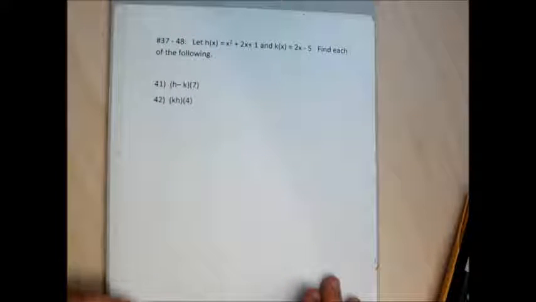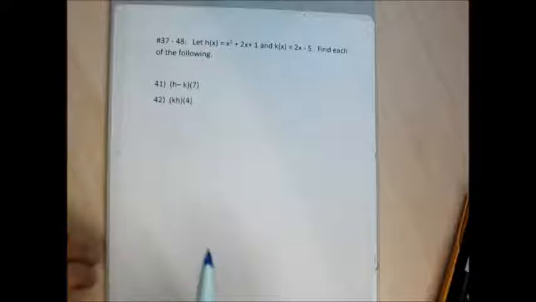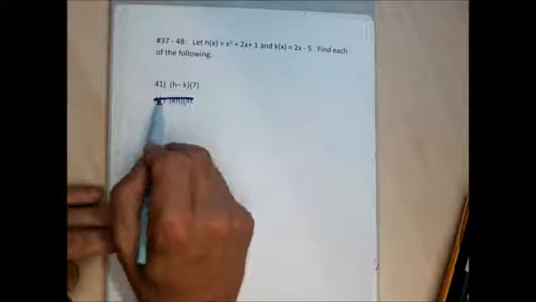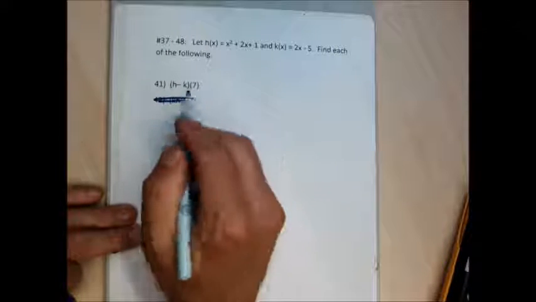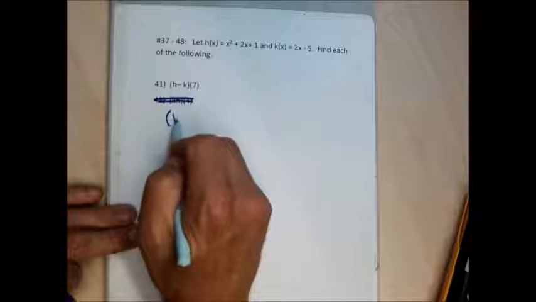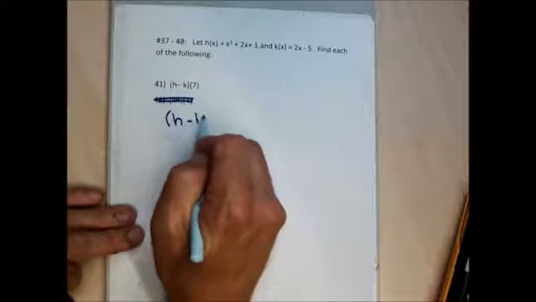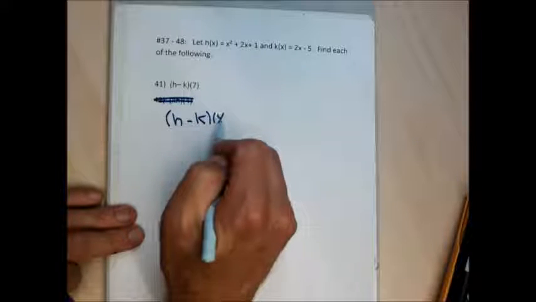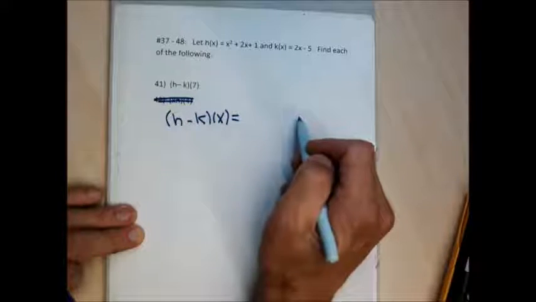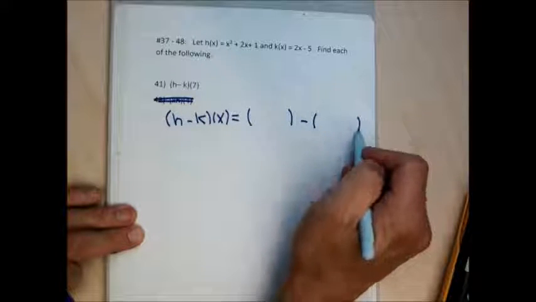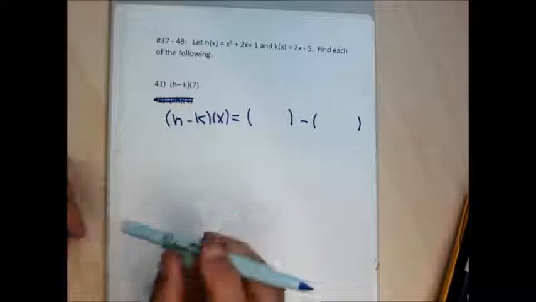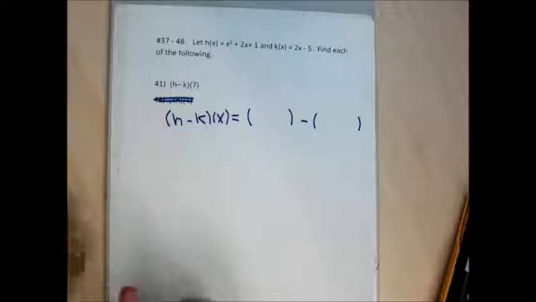Let me do 41, just because 42 is a multiplication. I've already done a multiplication. So let me do 41, because it's just generally harder, I think. So for 41, I want to first change that 7 to an x and do h minus k of x. Put an equal sign, and on either side of my equal sign, put parentheses. The only time I really don't need parentheses is with division.